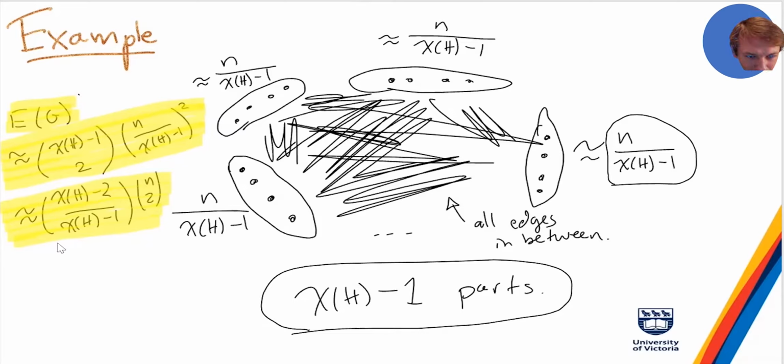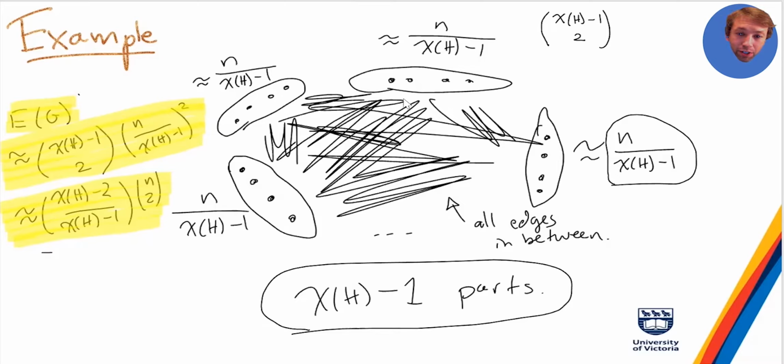So, there's some messy calculation here, which is kind of hard to read. Maybe I'll do it again. How many edges does this thing have? We have to check that this has the right number of edges, but it does. A way to count edges here is to pick 2 of the classes, and count all the edges between those classes. The number of ways to pick 2 classes is chi of H minus 1 choose 2.